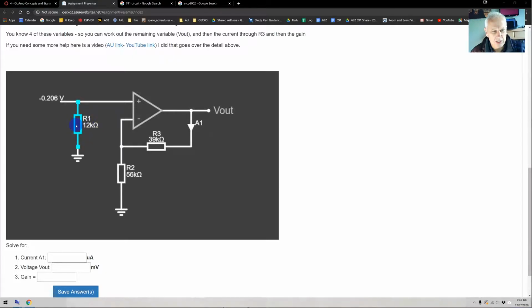Now, what's different here is we've got this resistor here. What impact is this resistor going to have on our circuit? Is it going to have some impact at all? And if it is, what's it going to be? How's it going to change the way that this circuit operates? Let's just have a think about this, okay?